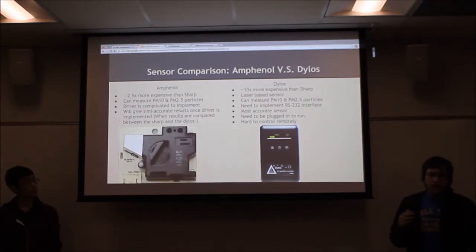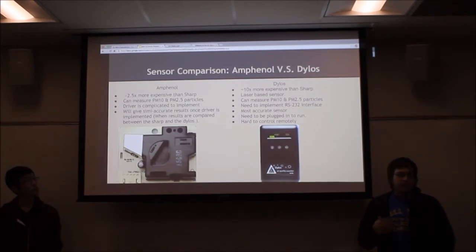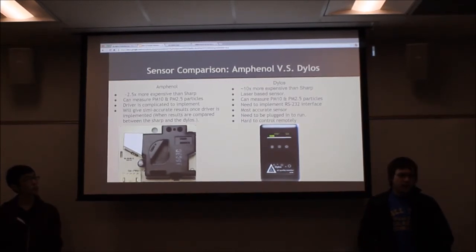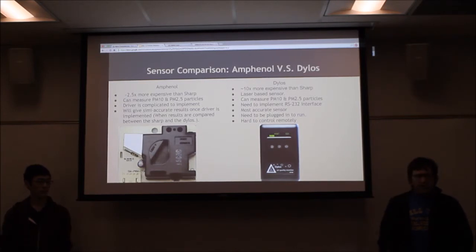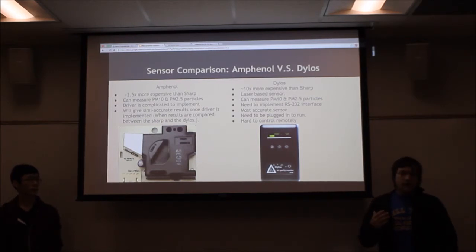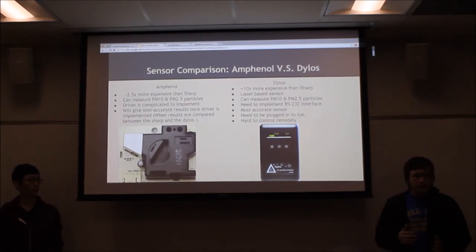We're comparing our Amphenol sensor to the Dylos. The Amphenol is about $25 to $30. It's pretty low cost. The Dylos is about $250, so you have about a 10 times cost increase between the two sensors. The Amphenol is nice. It gives two outputs, one for large particles and one for small particles that it reads in the air. The problem is the driver to implement it is kind of complicated, and it takes a lot of logic blocks on the PSoC in order to get somewhat decent readings.